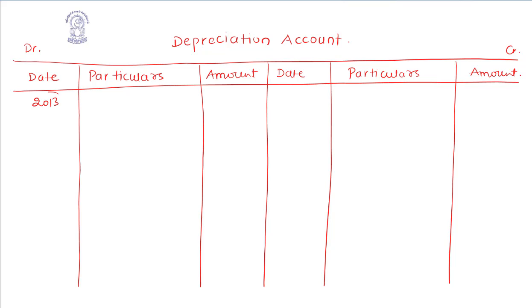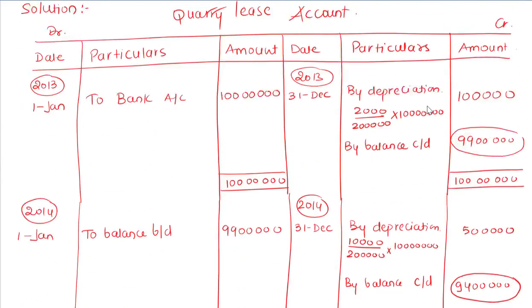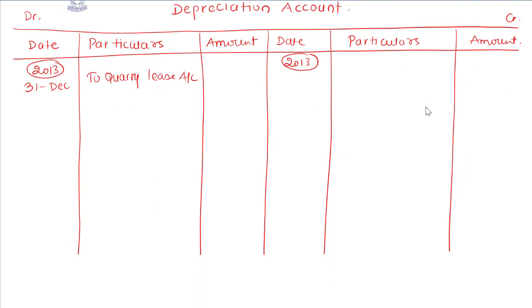Let's begin with 2013. 31st December, to query lease account. To query lease account, the depreciation amount, which is 1 lakh. Totals is 1 lakh. Transfer the total on the credit side.